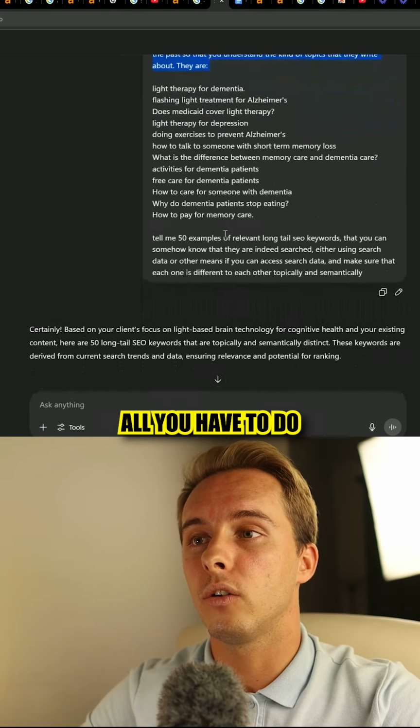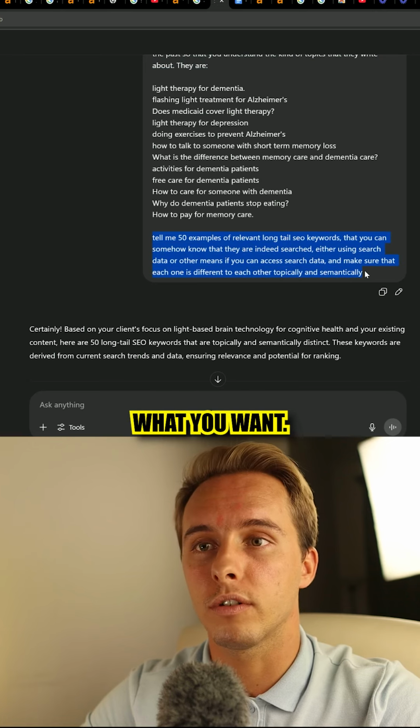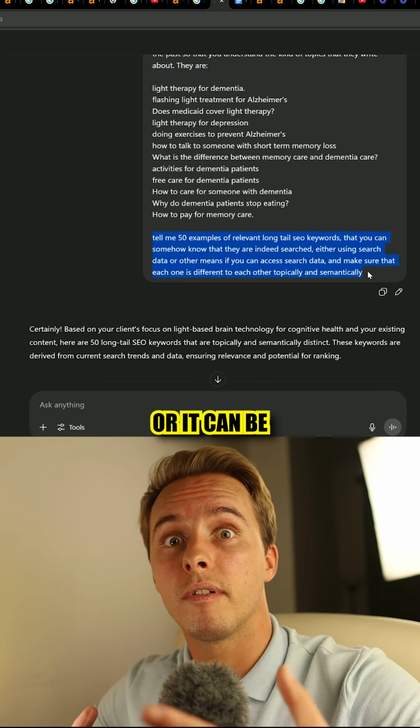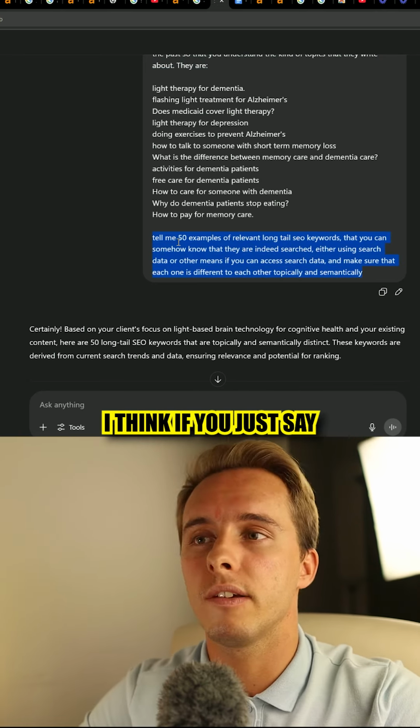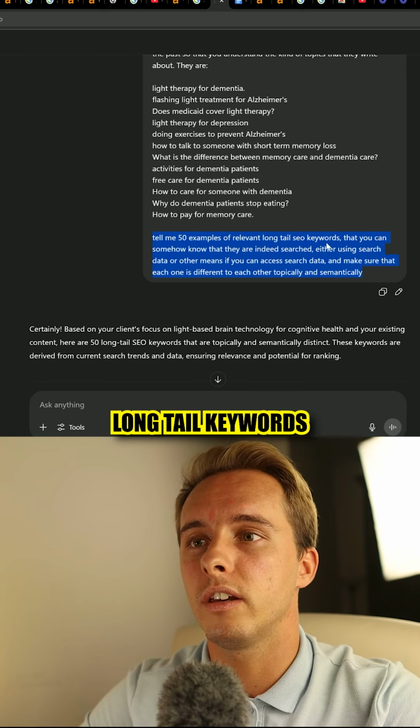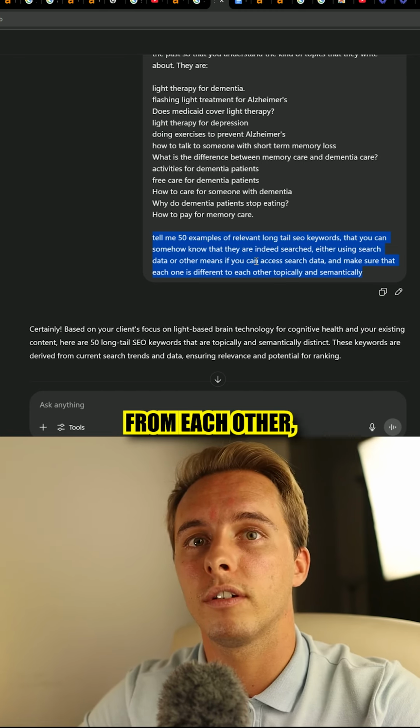And then after that, all you have to do is tell it what you want. Again, this can be more generic or it can be very detailed, but for this one, I think if you just say, give me 50 examples, long tail keywords, and that they're different from each other, it could make sense.